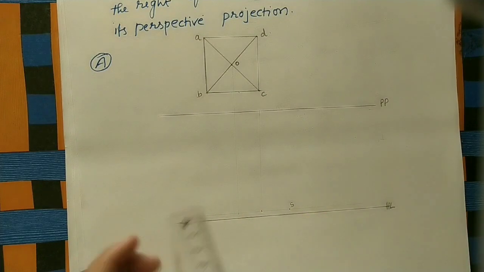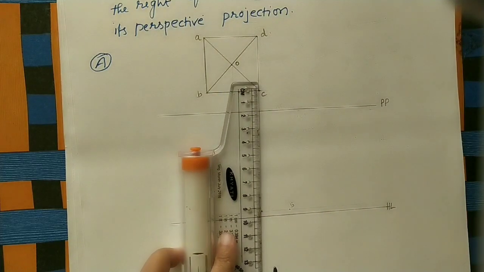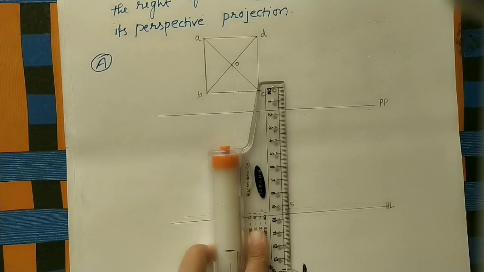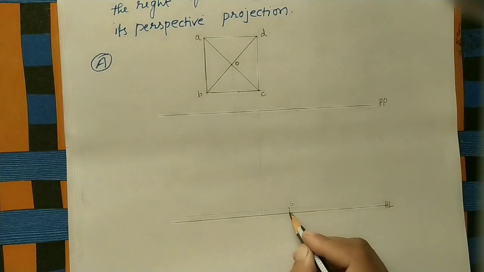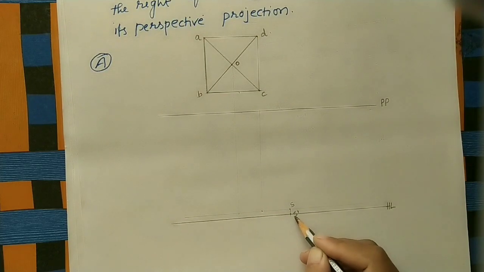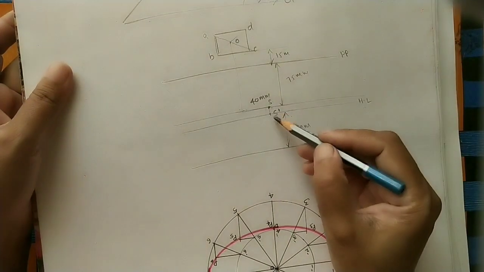So on the same projector line, just do one projector line here. For doing the vertical line, take this line as a reference line, move the scale and do the line. This intersection point is H dash. Okay, this is the front view of the station point. Okay, H dash I have marked.